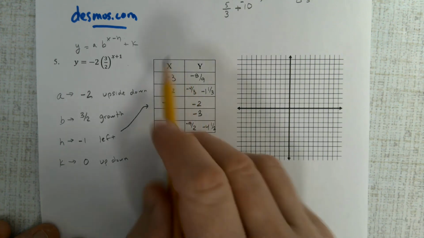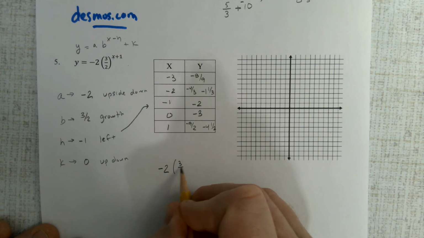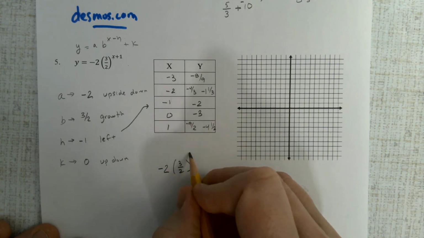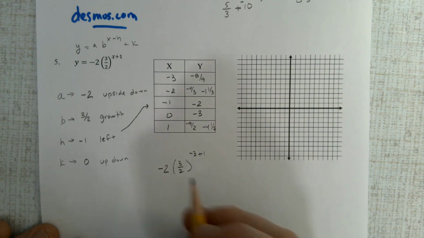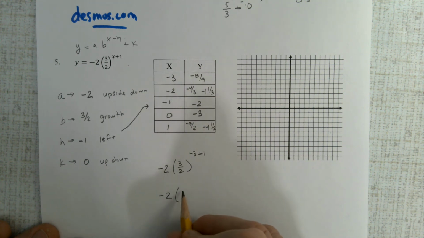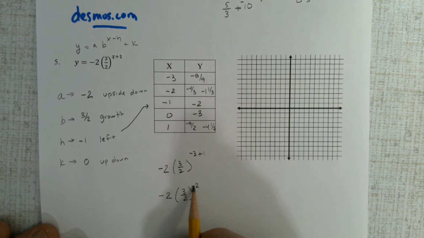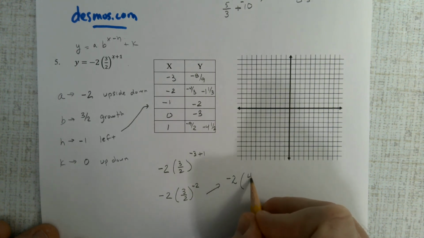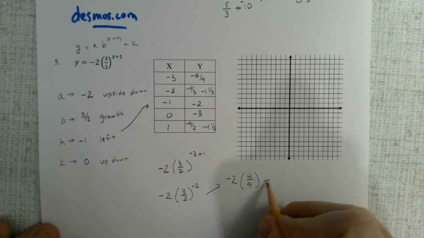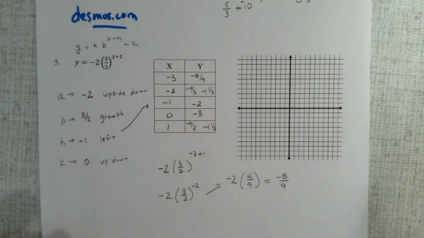Let's see here. I'll go ahead and do the first one. Let's do this one. -2, 3/2 to the -3 plus 1. So I plugged in a -3 there. Now I'm going to do this math. It's -2, 3/2 to the -2. What does a negative do? Well, negative flips this and a 2 squares it. So I'm going to have -2 times 4/9, which is just -8 ninths. And that's how you get it.